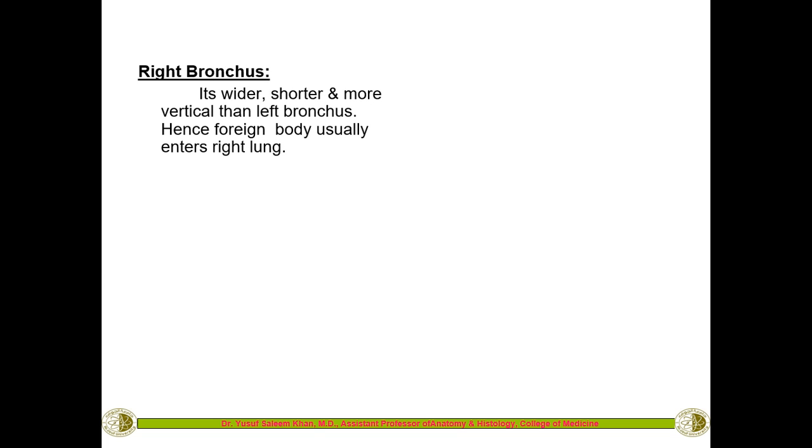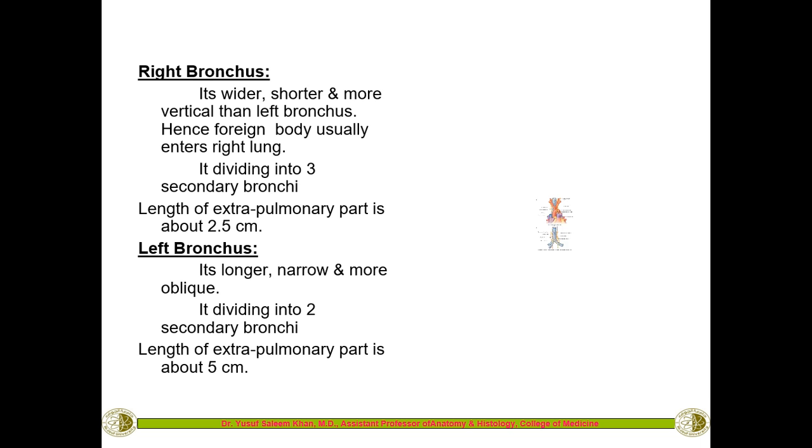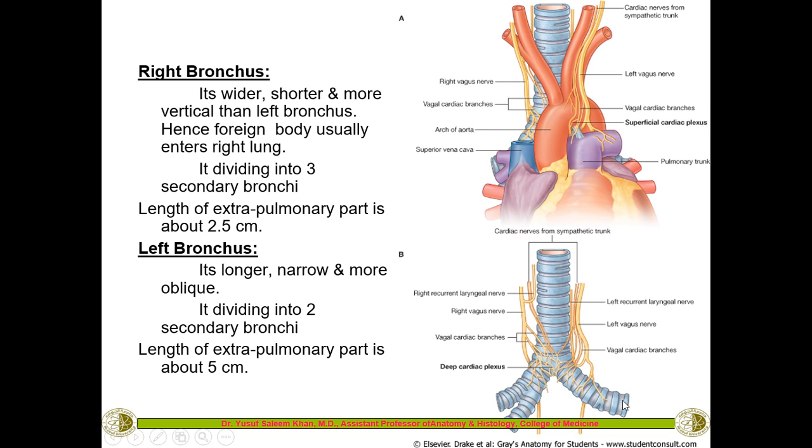Now, comparing the right bronchus with the left bronchus. The right bronchus is much wider. If you see here, this is the trachea and its relations. You can see this right bronchus is shorter as well as wider compared to the left bronchus. The left is narrow as well as longer. It is very long, compare this with the short right bronchus. So the right bronchus is wider, shorter and more vertical than the left bronchus.